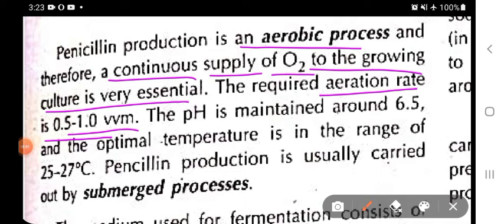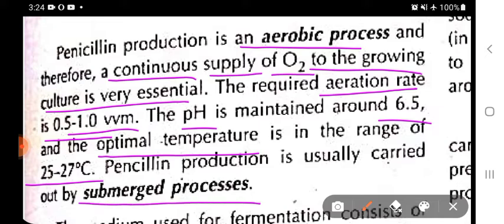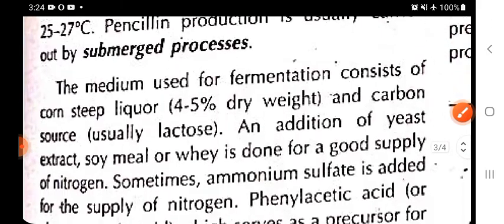So the aeration rate of your oxygen, that means at what amount oxygen will be entering your culture medium for supplying air, is 0.5 to 1 ppm. pH is maintained around 6.5 and temperature is maintained at 25 to 27 degrees Celsius. Totally, this penicillin production is occurring in a submerged process. That means we use a liquid medium for culturing of the penicillin. That's why we say submerged process or submerged fermentation.